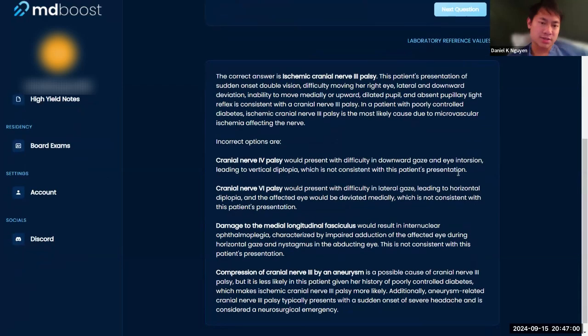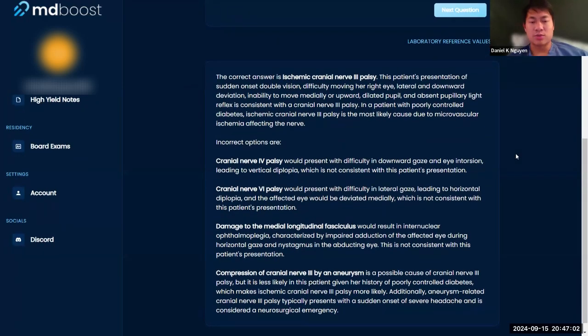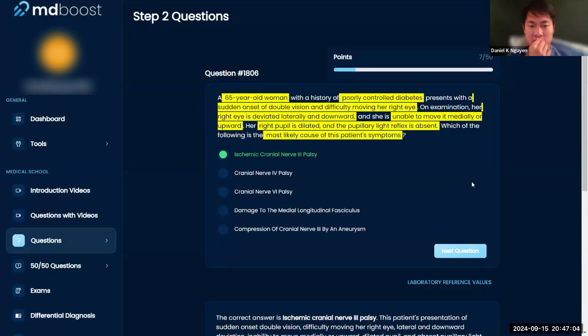The rest, we went through already: 4 and 6, trochlear and abducens. And it's not going to be an aneurysm, because they have poorly controlled diabetes and double vision. It's more likely going to be ischemia because of the diabetes. But if there were high blood pressure and things like that, or a history of polycystic kidney disease, then E would be a better answer.